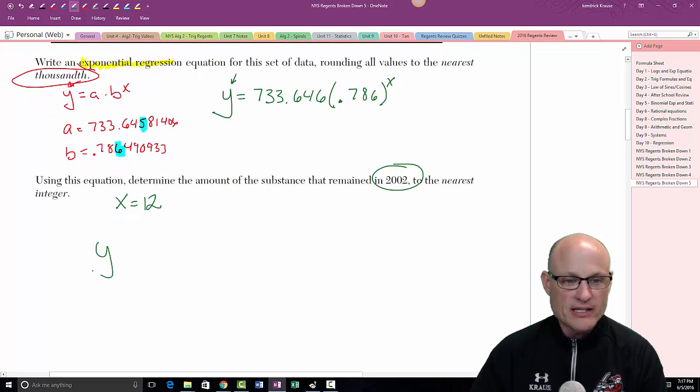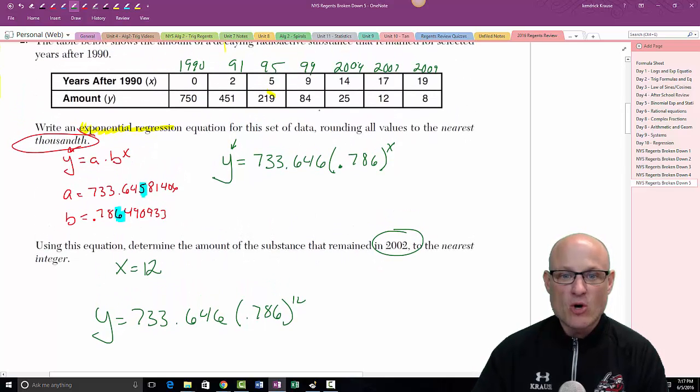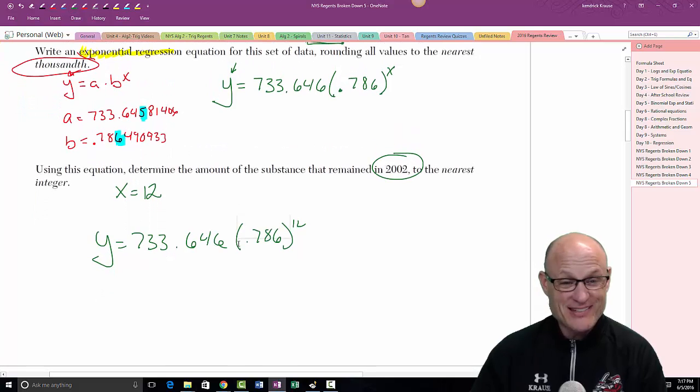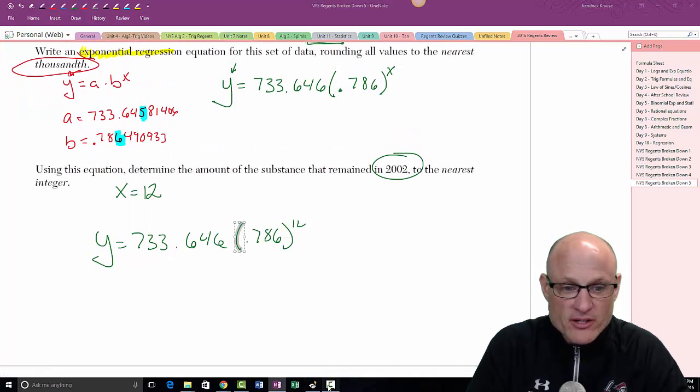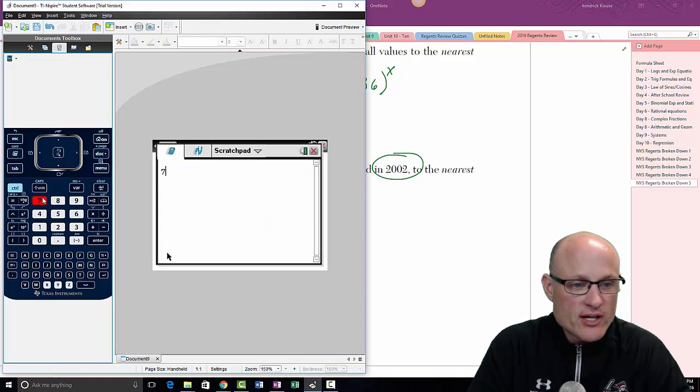So now I just found Y equals 733.646 times 0.786 to the 12. Whatever answer I come up with should be almost halfway between these two, probably closer to the 25, but somewhere in between those. If you get something that's not in between those, you did something wrong. So you come over to your calculator.